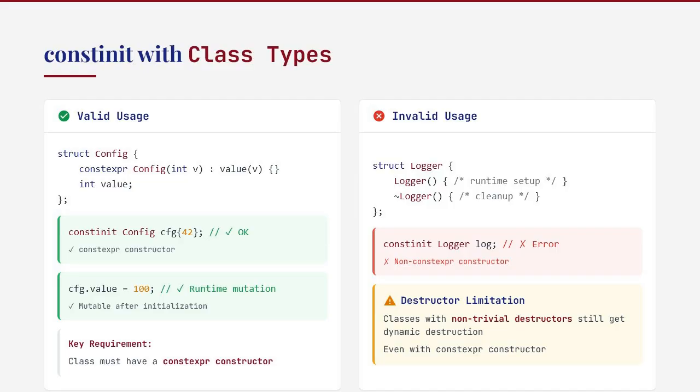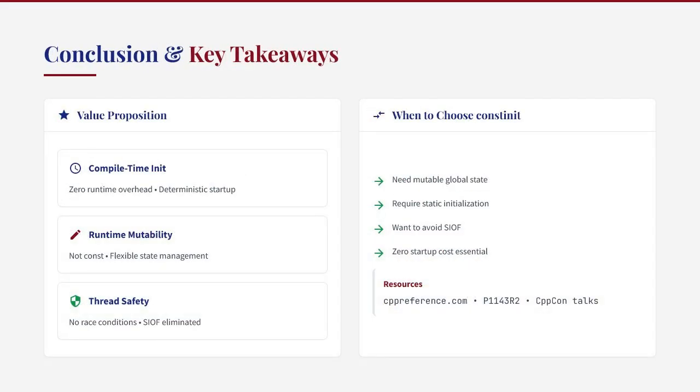If your class needs a non-trivial destructor, you might need to consider other approaches, such as using a function with a static local variable, known as the Meyers singleton, or explicitly managing lifetime through other means. To summarize, constinit provides compile time initialization with runtime mutability, making it ideal for cases where you need static initialization but also need to modify the variable later. It's particularly useful when you need to avoid the static initialization order fiasco or require thread-safe initialization without runtime overhead.